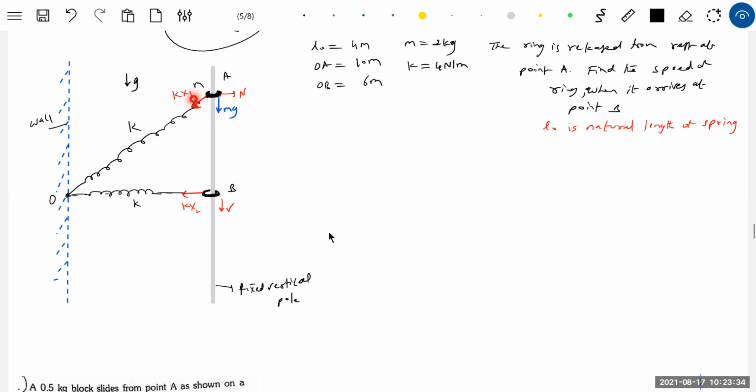It's not possible. Can we apply conservation of mechanical energy? What are the only forces doing work? The weight and the spring force. What about the normal contact force? It will act perpendicular to the displacement, so the work done by the normal contact force is 0. The weight and spring force are the only forces doing work. Therefore, I can apply conservation of mechanical energy.